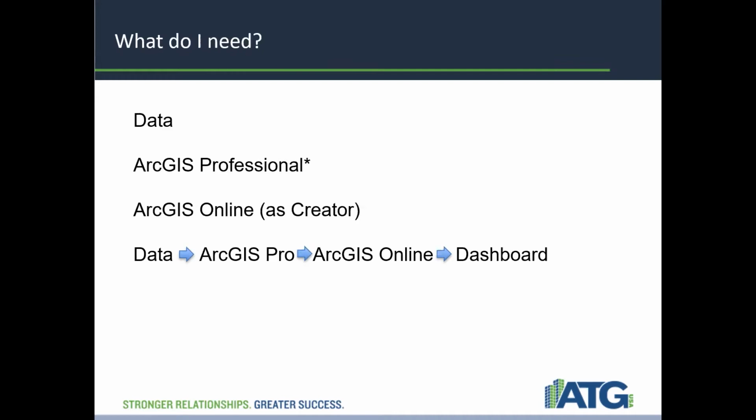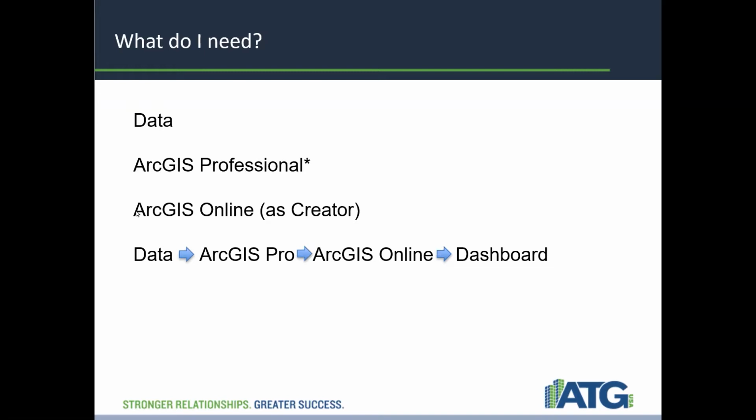So what do we need to create one of these operations dashboards? Obviously data, right? GIS is heavily dependent on data, and there's a lot of that out there. So this is going to depend on what sort of things you have going on for your particular organization. You're also going to need ArcGIS Pro. And there's an asterisk here because maybe you don't need ArcGIS Pro, but somebody does. Somebody is going to need ArcGIS Pro to actually publish that web map with that data in order to get that up onto the internet. That way we can configure our stuff inside of the ArcGIS Online platform.